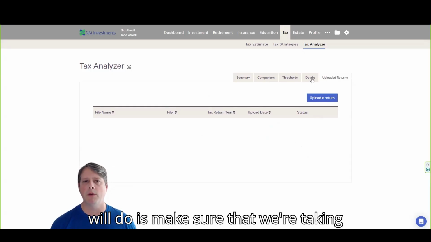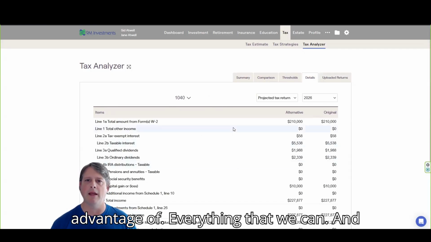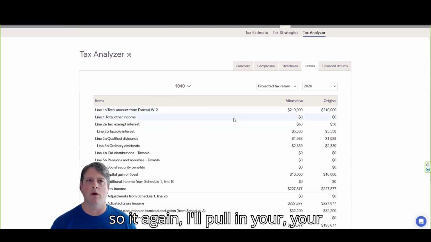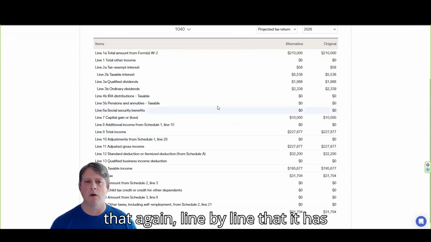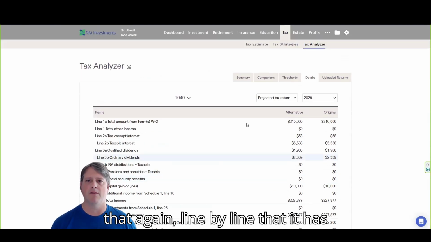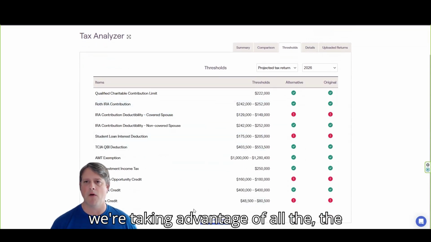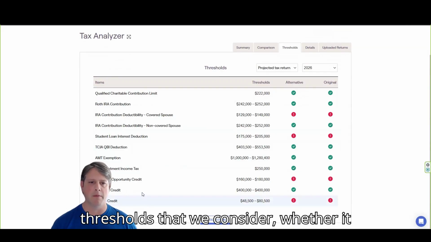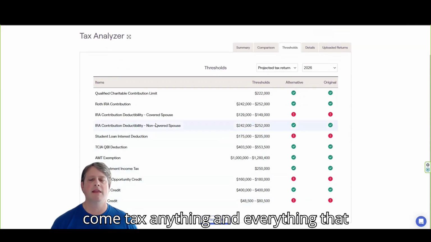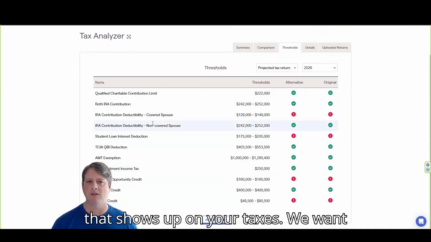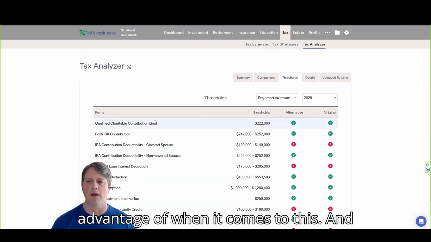And what it will do is make sure that we're taking advantage of everything that we can. And again, it'll pull in your 1040, Schedule 1, Schedule A, and make sure that, line by line, it has all the information. But making sure that we're taking advantage of all the thresholds that we can, whether it be child tax credits or net investment income tax, anything and everything that shows up on your taxes, we want to make sure that we're taking advantage of when it comes to this.